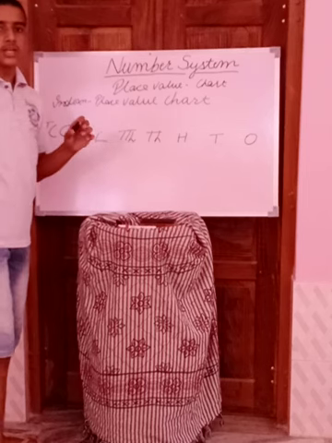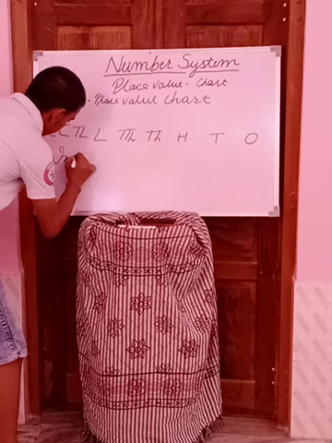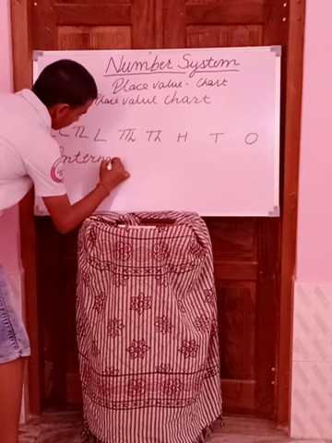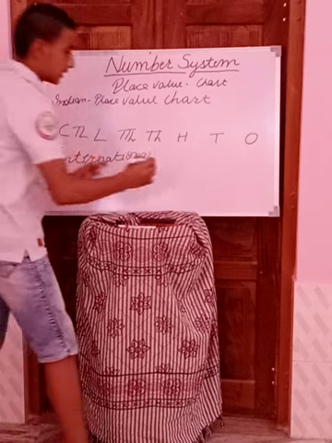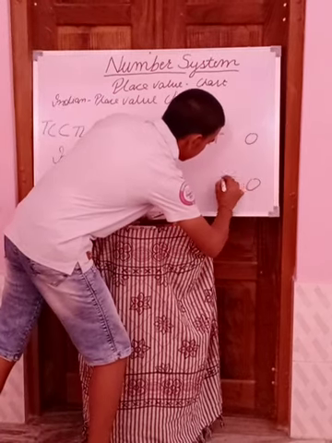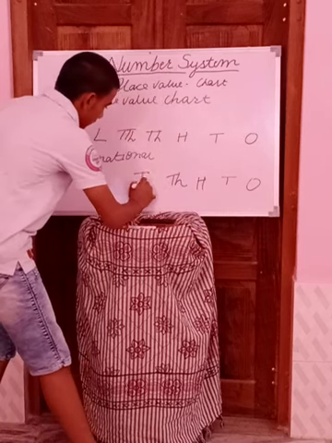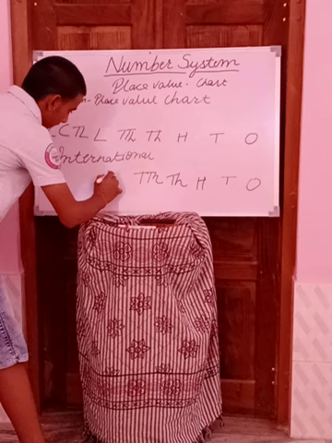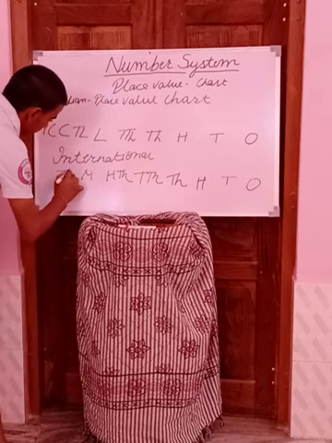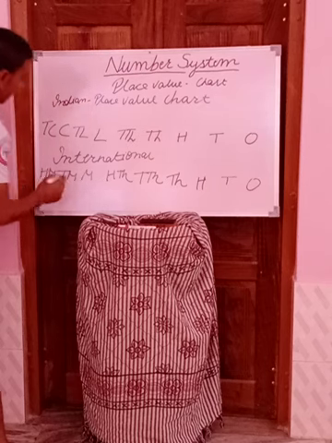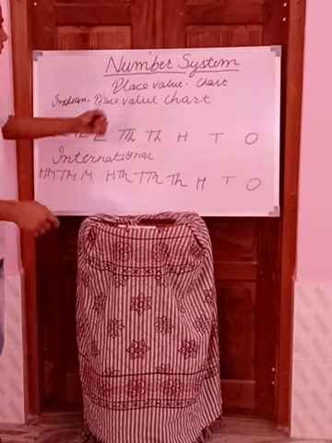Now let's discuss the international place value chart. It is like this: ones, tens, hundred, thousand, 10,000, 100,000, then million, then 10 million, then 100 million, then billion, 10 billion and 100 billion. So this was the place value chart.